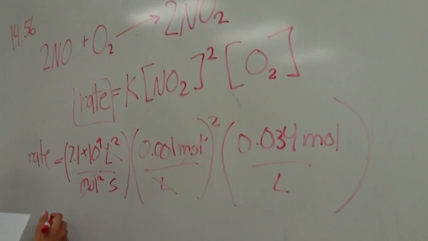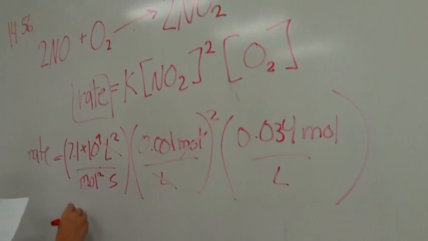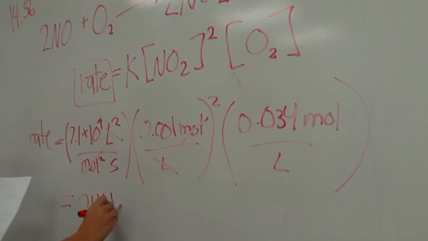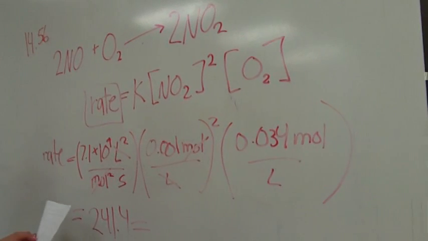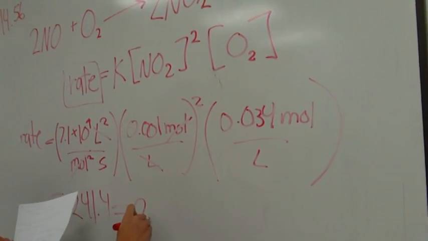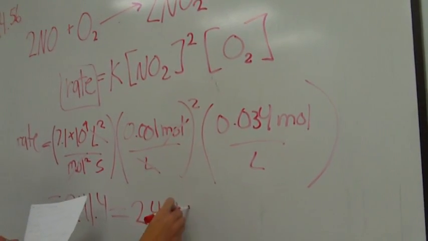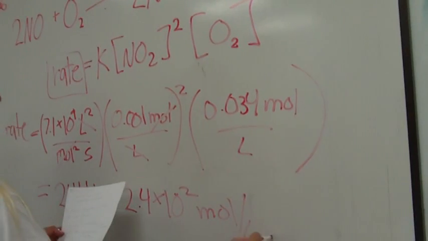correctly. So then when we plug all this into a calculator, we end up getting 241.4, or if you want to be correct with your sig figs, that's also 2.4 times 10 to the second moles per liter per second.